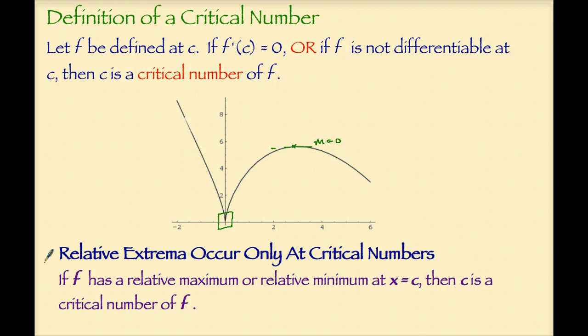What we find is that relative extrema occur only at critical numbers. If f, our function, has a relative max or a relative min at a specific value, then that number is a critical number of f. Any extrema that you see on a curve must occur at a critical number, a place where the slope is 0 or a place where the slope is undefined.